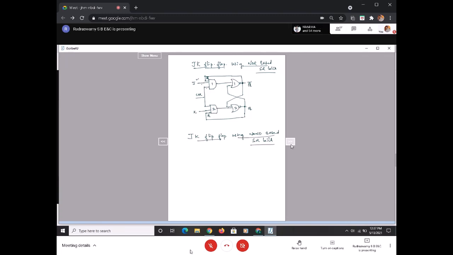Yeah, and that's what we'll see now. We had 2 input NAND at the input. I call this 1 and 2. Similarly, we had 2 input NAND at the output. This is 3, and this is 4. This is NAND, sorry. And this is having a feedback. This is Q. This is Q bar.